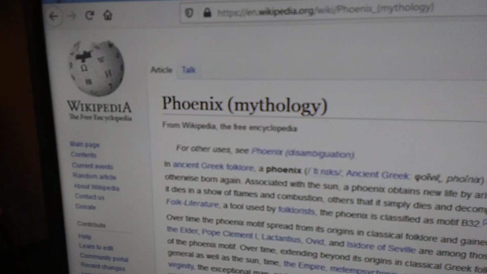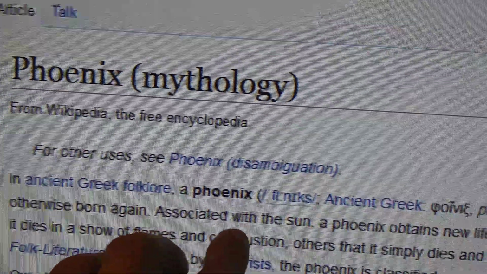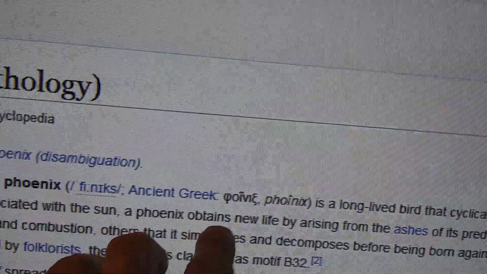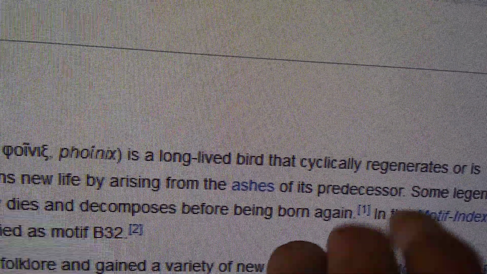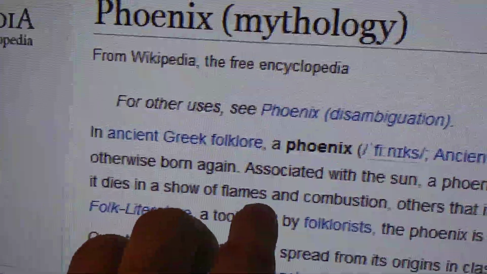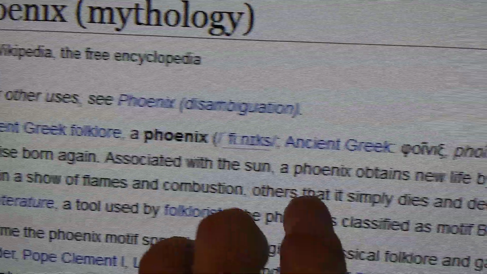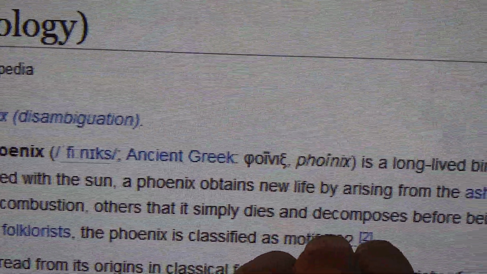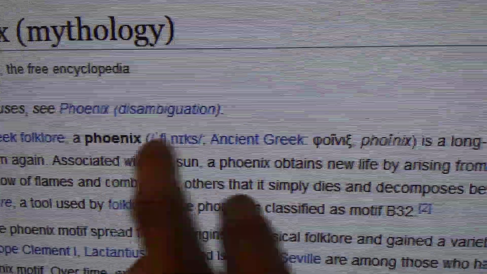Now, just to throw it out there, in ancient Greek folklore, a phoenix is a long-lived bird that cyclically regenerates or is otherwise born again. Associated with the sun, a phoenix obtains new life by arising from the ashes of its predecessor, hence the multiple universes. Some legend says it dies in a show of flames and combustion, stars, over billions of years. Others, that it simply dies and decomposes before being born again. That's what it does. Both of these are true.